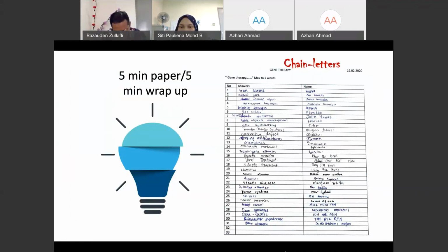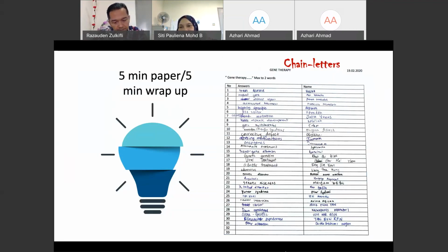Apa yang pelajar perlu buat, saya akan bagi satu kertas ni, saya dah print siap-siap dan saya bagi instruction, okay, apa yang dia faham bila dia jumpa perkataan gene terapi. So, gene terapi, dia akan beritahu gene terapi tu apa. Tetapi jawapan yang mereka beri tu tak boleh sama dengan kawan yang lain. Dan saya akan bagi tempoh masa dalam 10 ke 20 saat.